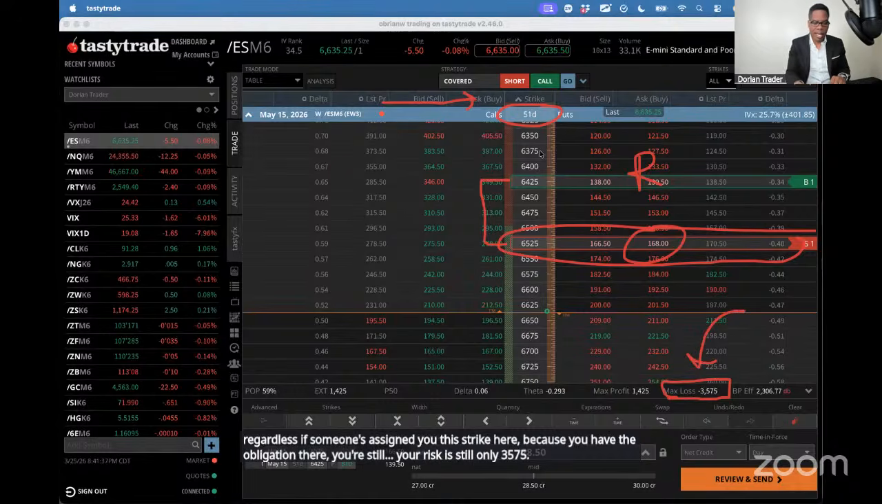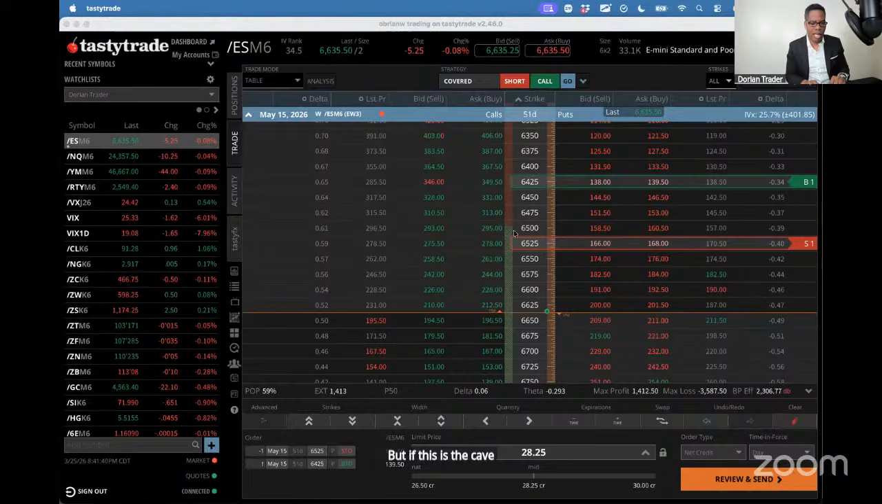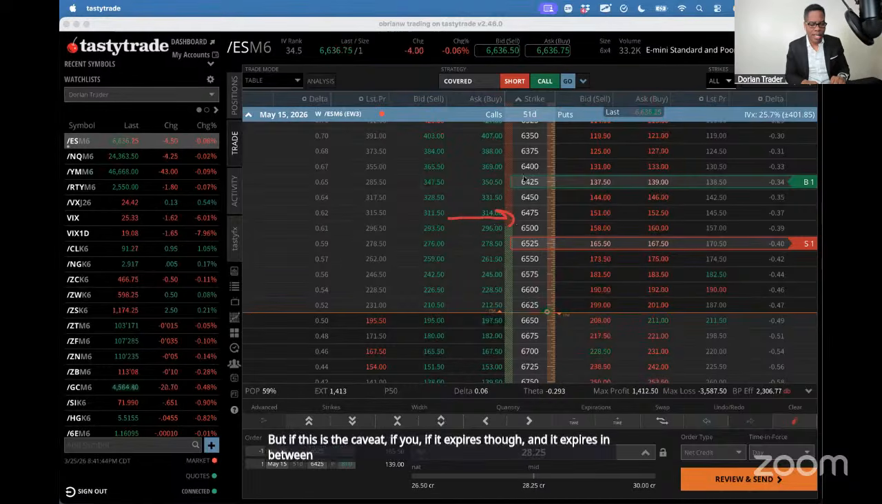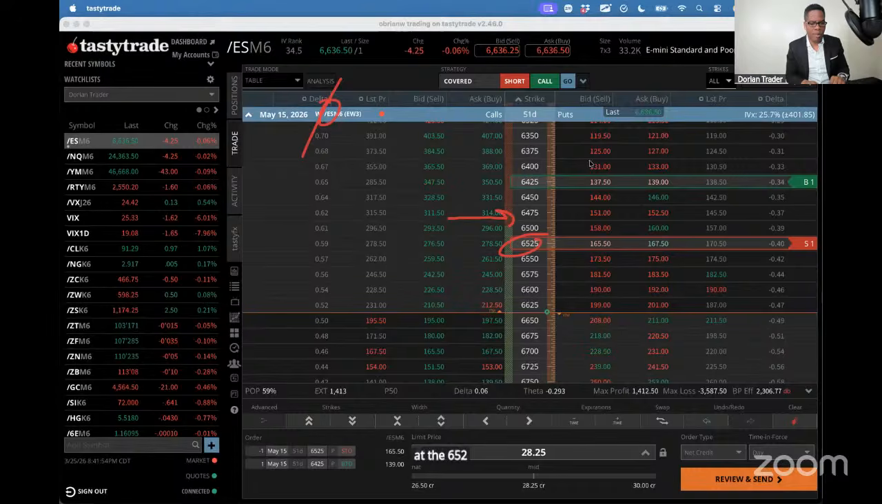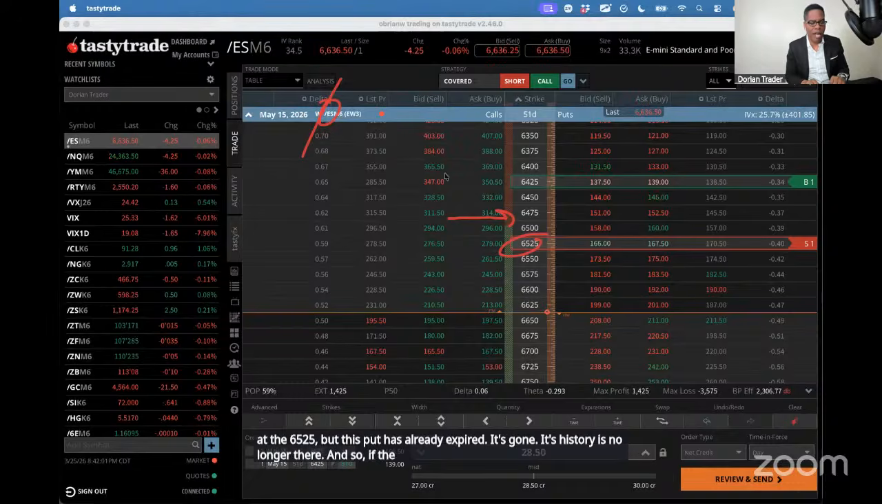But here's the caveat: if it expires in between these two strikes, then you have risk all the way to zero, because you have the obligation to buy the shares at the 65.25, but this put has already expired. It's gone. It's history. It's no longer there. So if the market gaps down or falls a ton, or the stock that you have falls a ton, you can lose a lot of money that way.